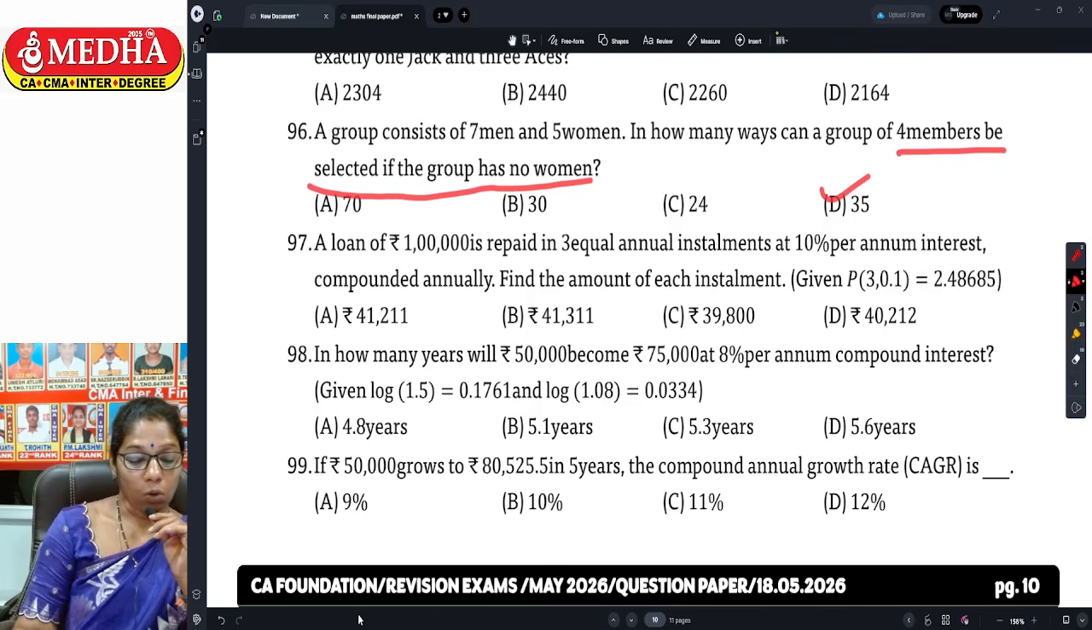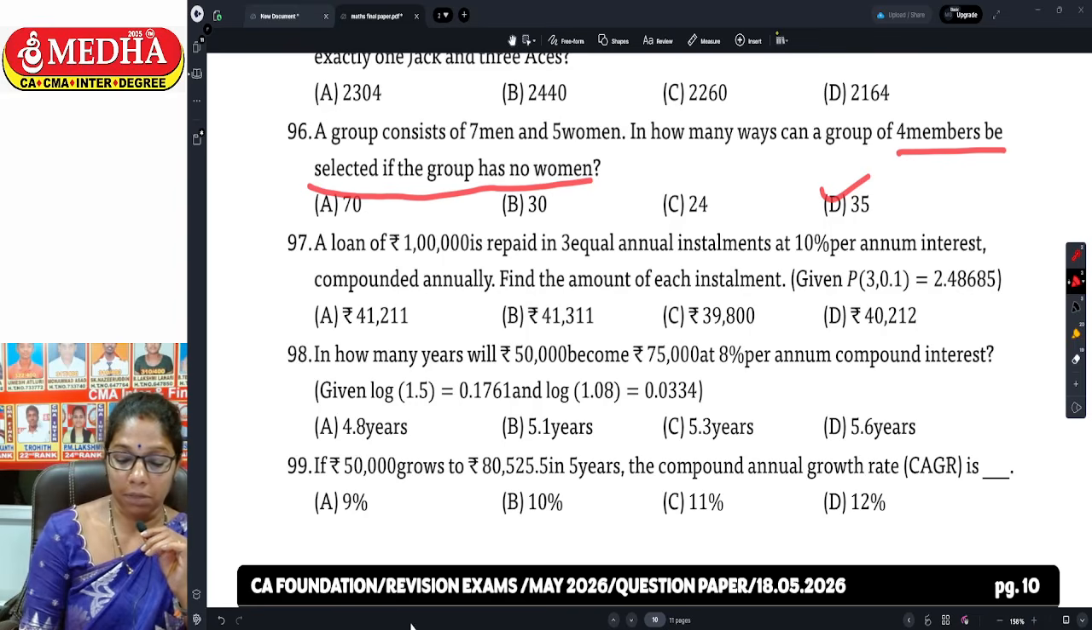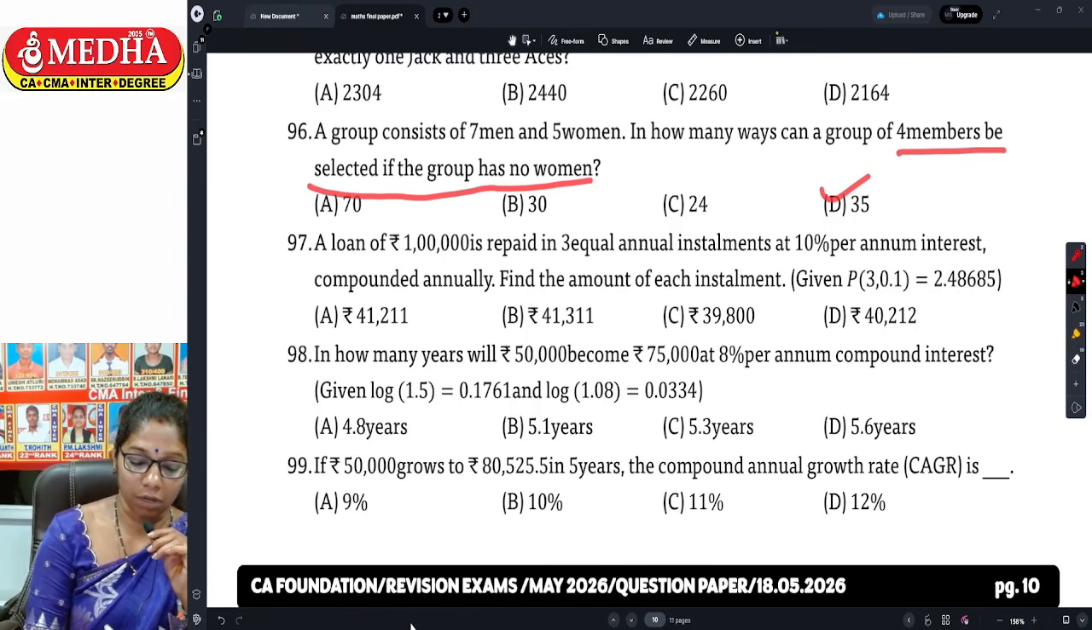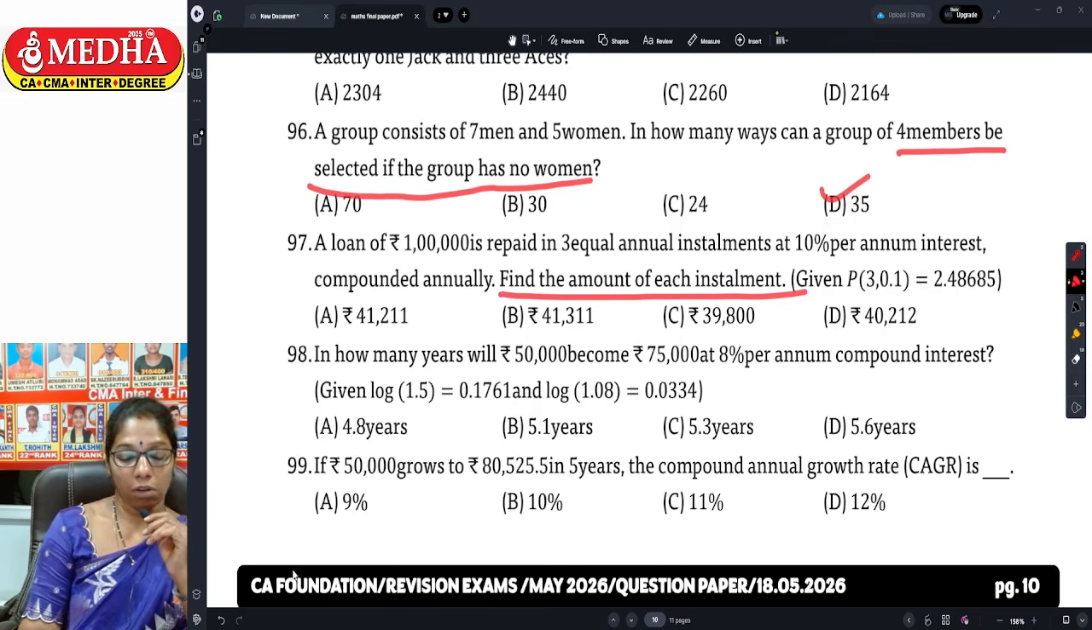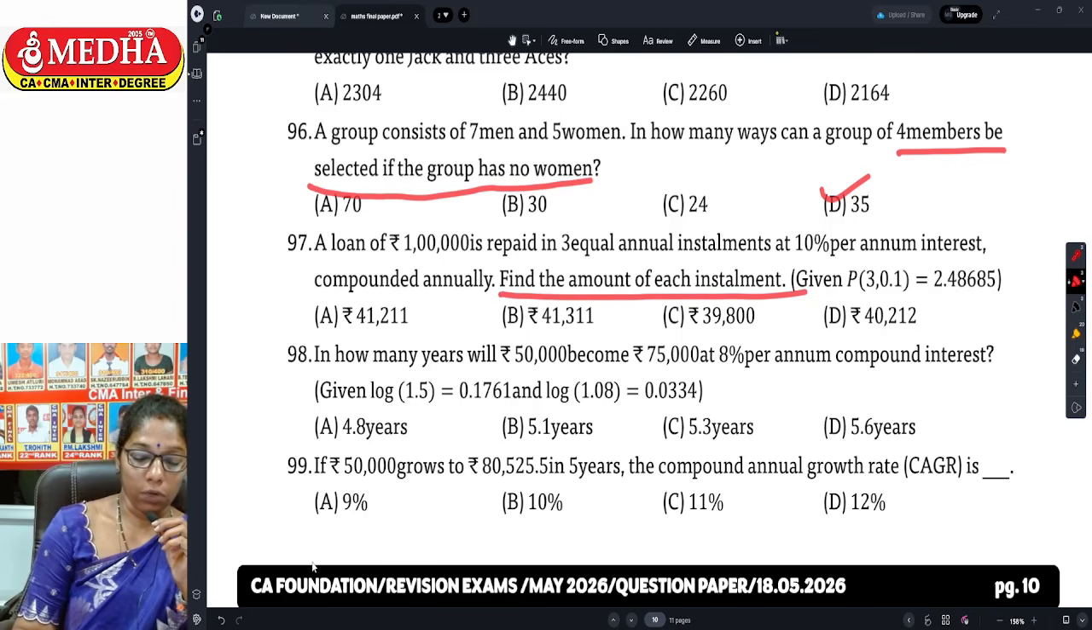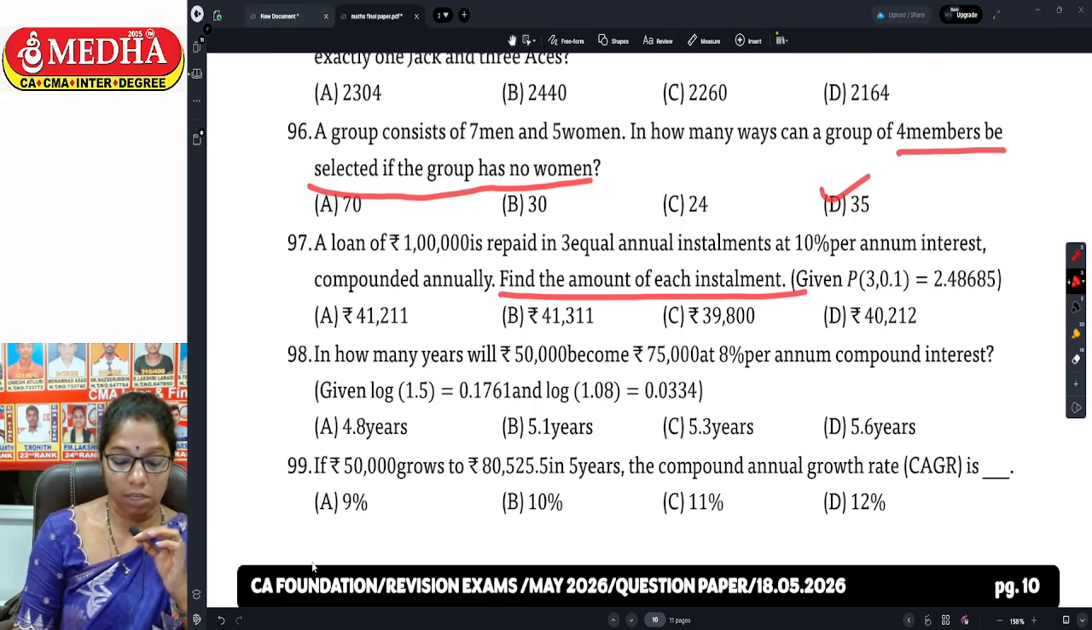Next one. A loan of 1 lakh is repaid in 3 equal annual installments at 10% per annum interest rate compounded annually. What is the amount of each installment? So a loan is given, and it has to be cleared in 3 equal installments at the rate of 10%. So what is each installment? We have to find the amount of each installment.